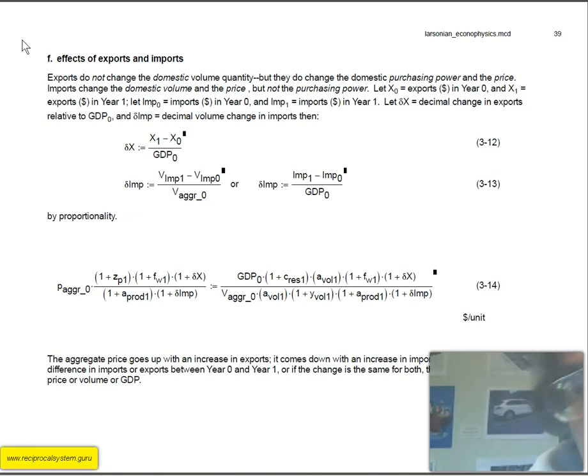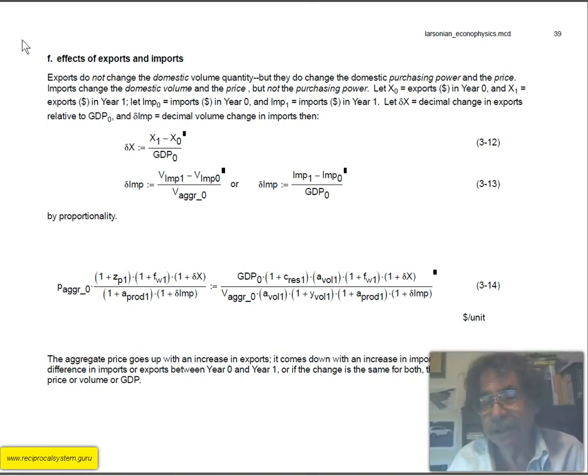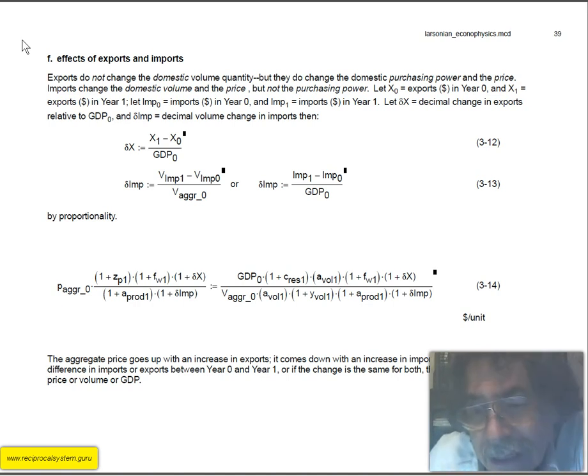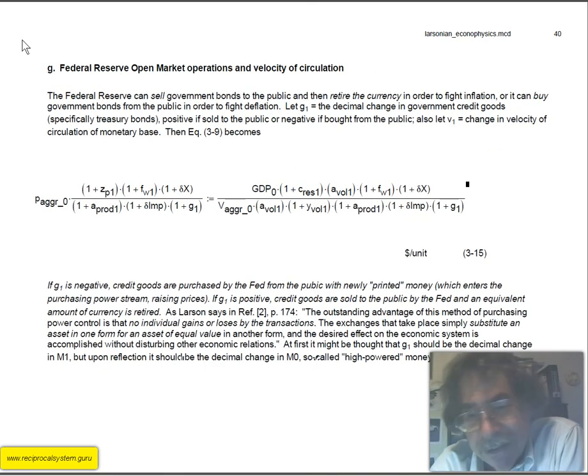In fact, one of the reasons why the U.S. economy in recent years has had low inflation is that we've had so much in the way of imports. If there's no difference in imports or exports between year 0 and year 1, or if the change is the same for both, there's no effect on price or volume or GDP. Pretty interesting conclusion.